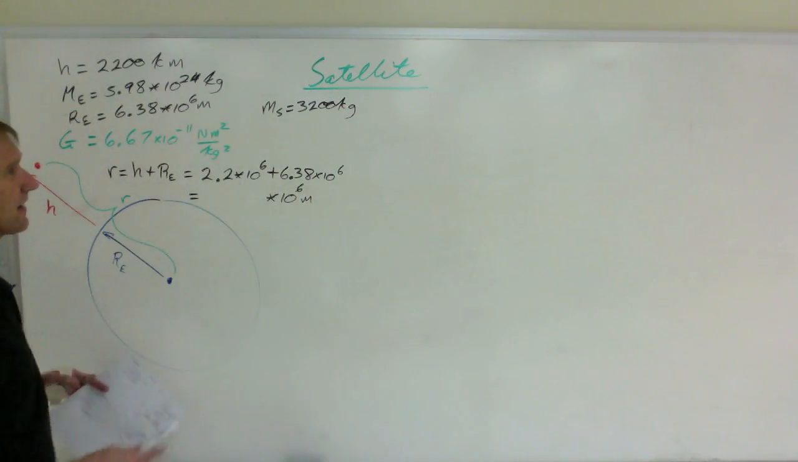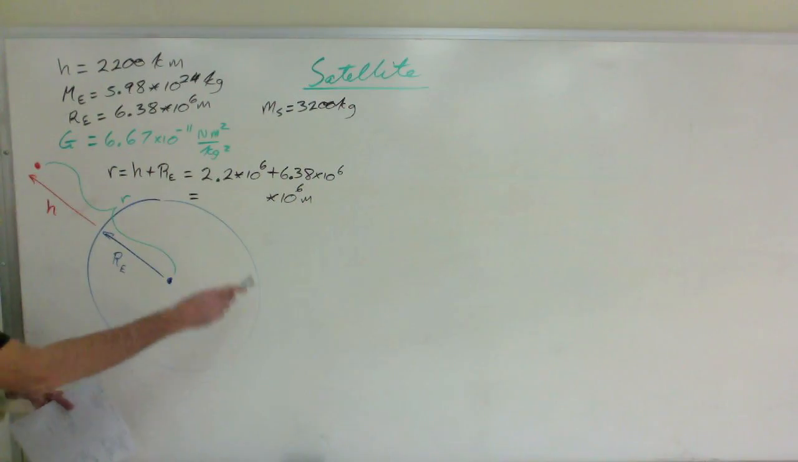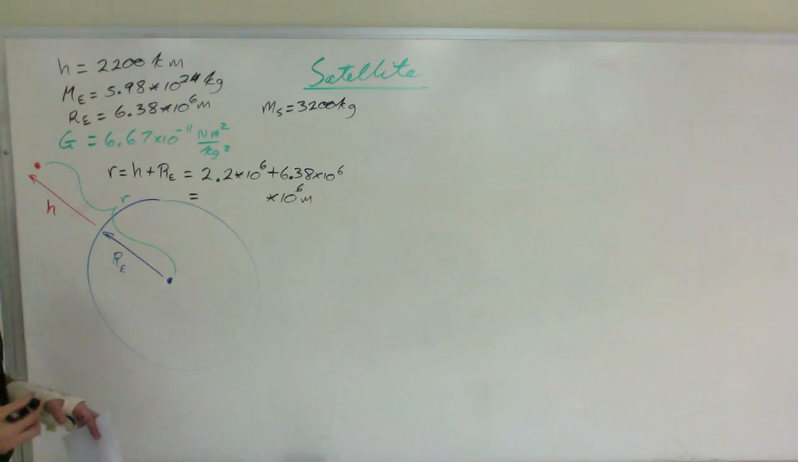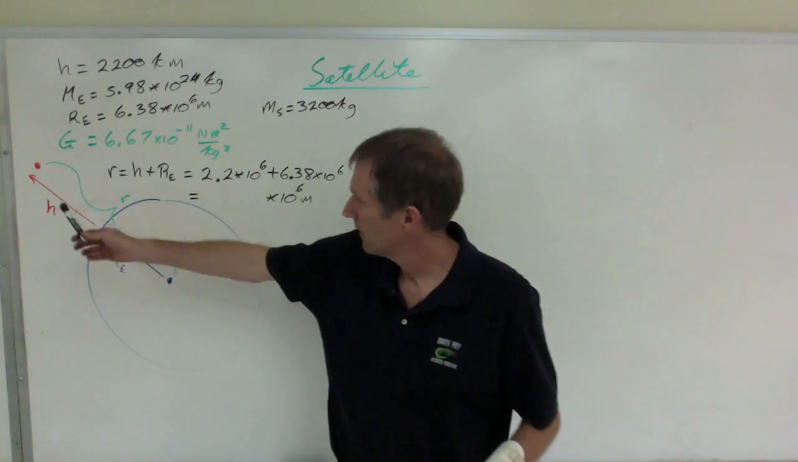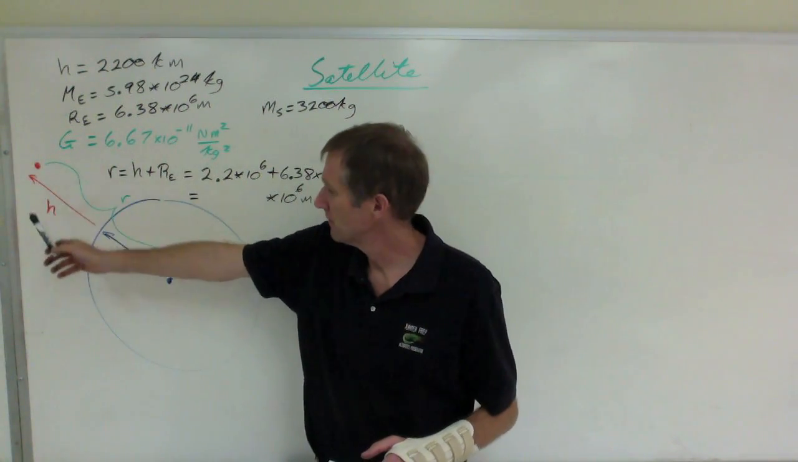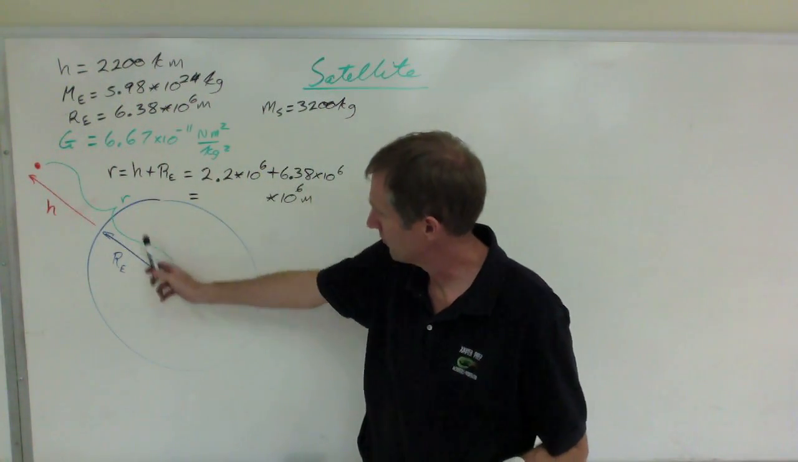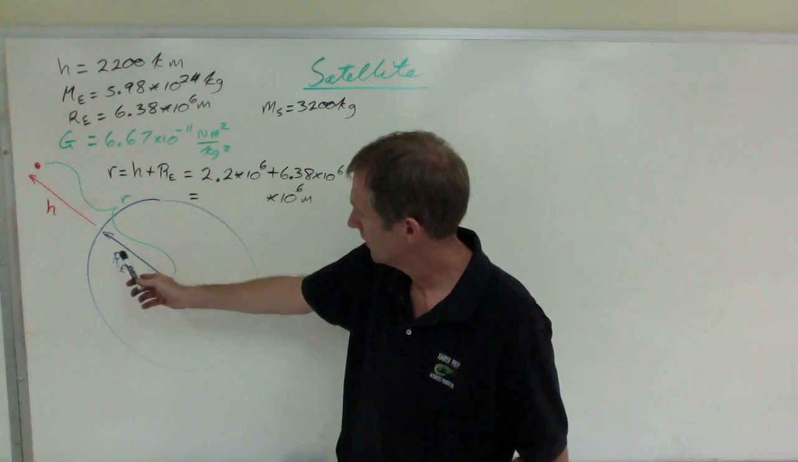All right, we have a satellite going around the Earth. It's in space, near Earth orbit is what they call this. The satellite is the red dot. Here's the center of the Earth. This is the surface of the Earth.